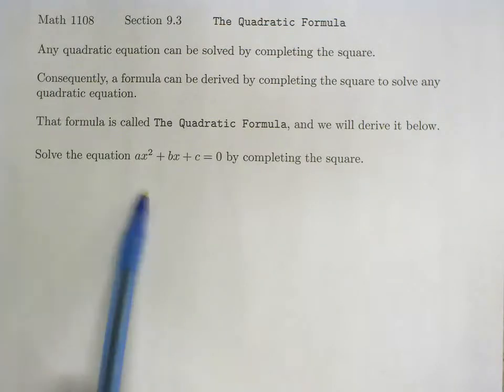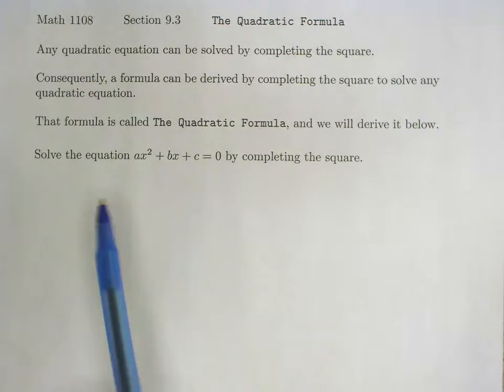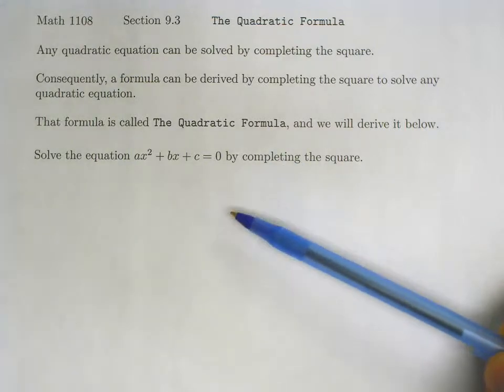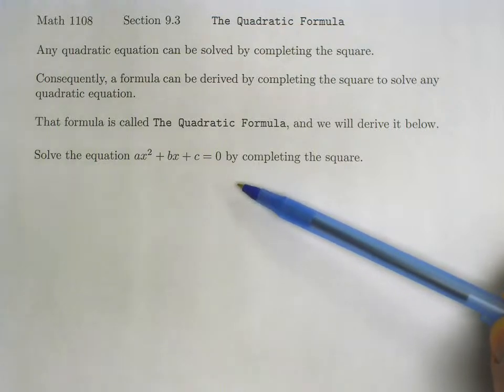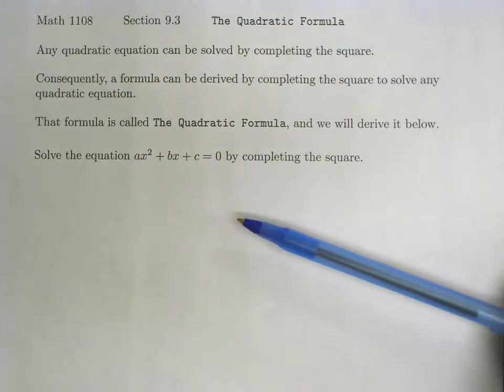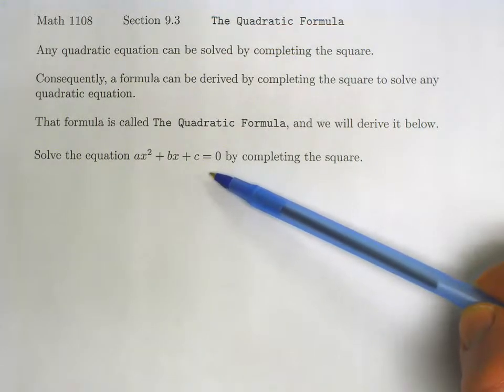Okay, so we have this quadratic equation in standard form, ax squared plus bx plus c equals 0. We're going to solve this by completing the square. The result, when we're finished, will be a formula for solving any quadratic equation if it's in standard form.